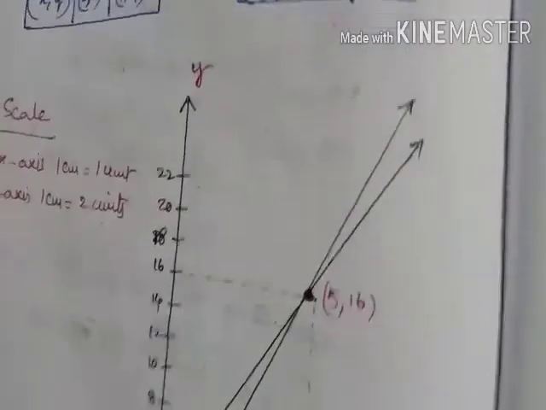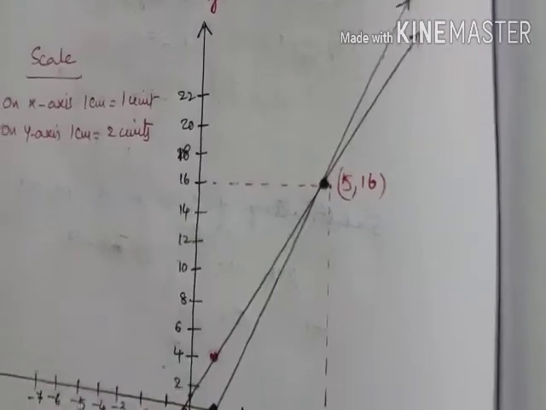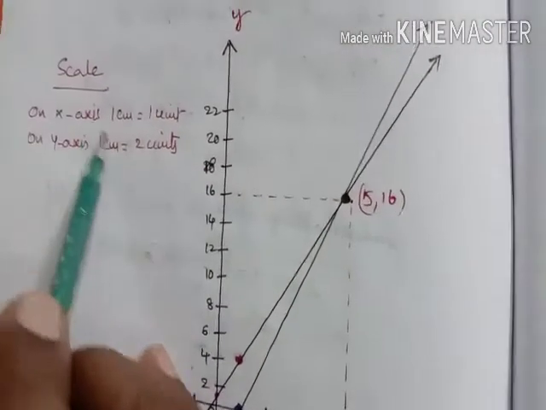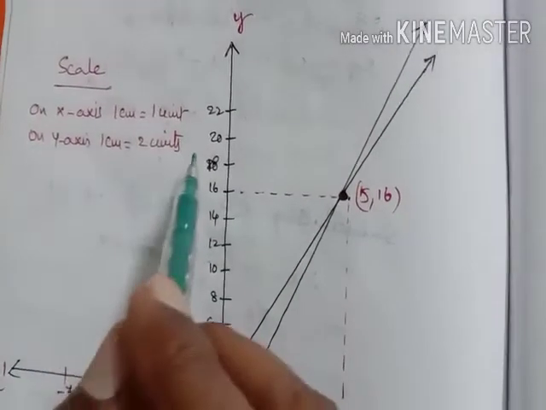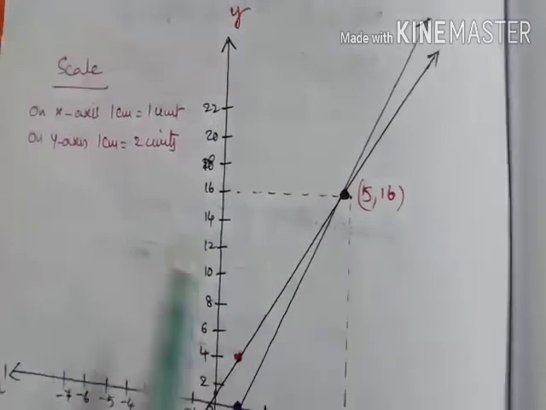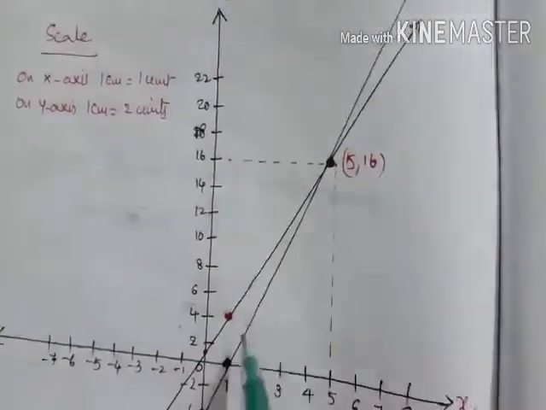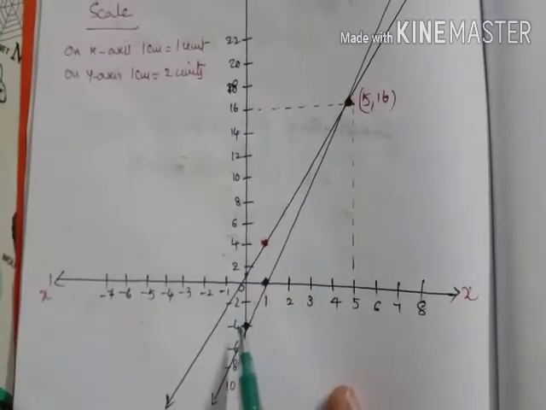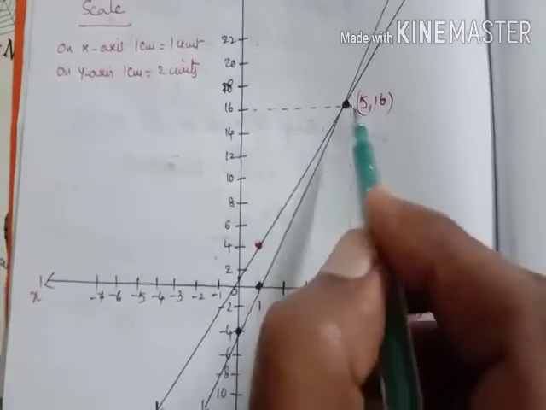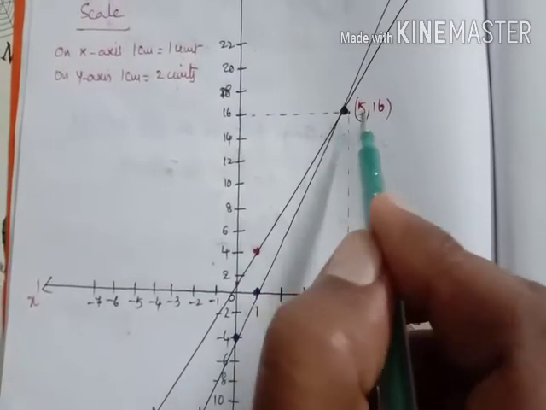So I am plotting the values like this. By taking the scale on x-axis 1 cm is equal to 1 unit and y-axis 1 cm is equal to 2 units. So after plotting the values, the graph is like this. These two lines intersect at the point 5, 6.